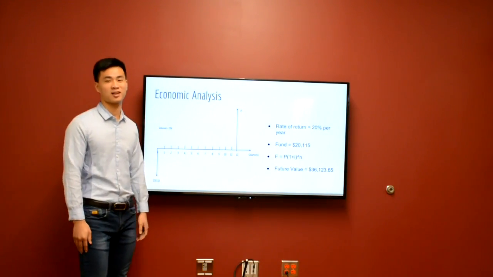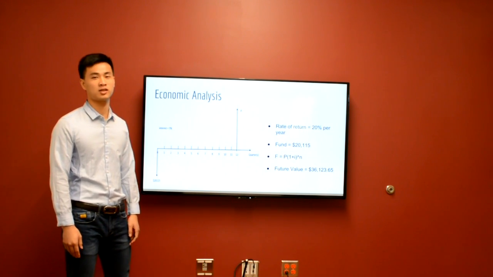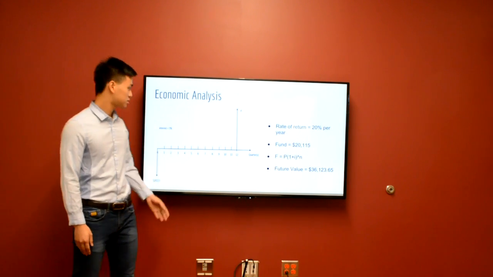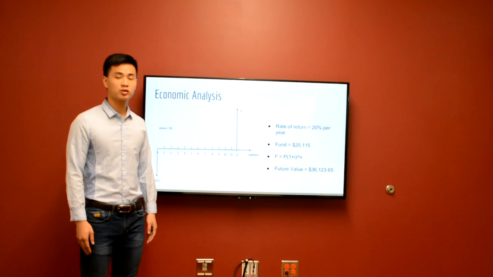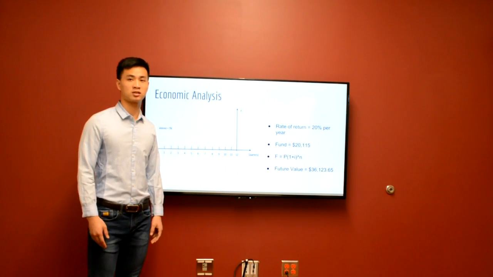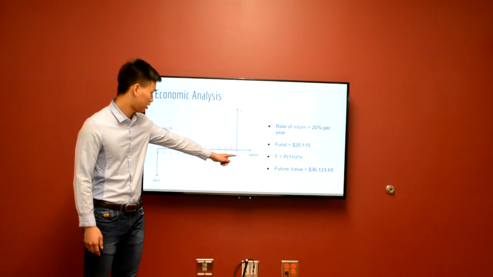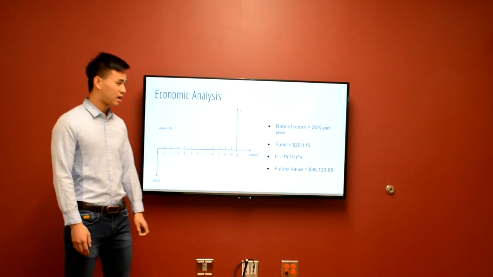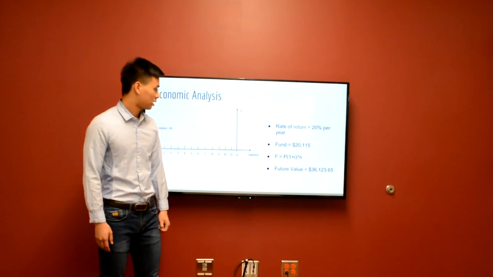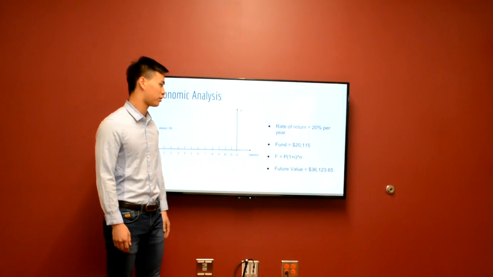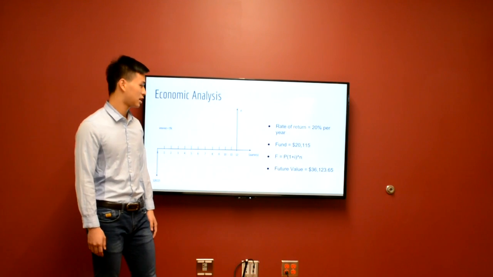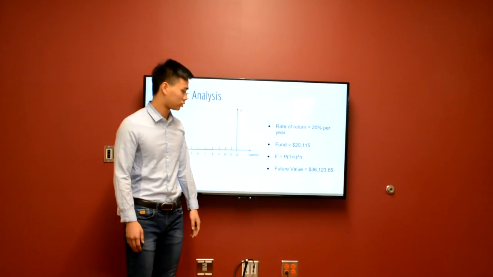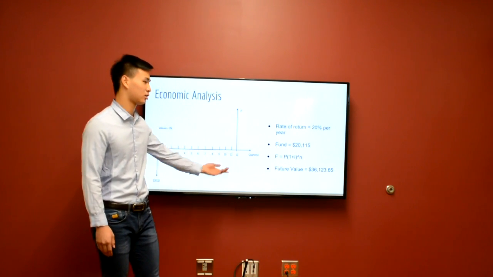Okay, in our economic analysis, in order to make our project attractive to VTEPs, we want to make the rate of return to be 20% per year, which is 5% per quarter. And we want to get the fund all at once and return the money to VTEPs at the end of the third year, which is 12 quarters. And the time period is 12, so through some calculation, we determined the fund to be $20,115. And through this equation, calculating the future value, we can see we can get about $36,000 at the end of the third year.